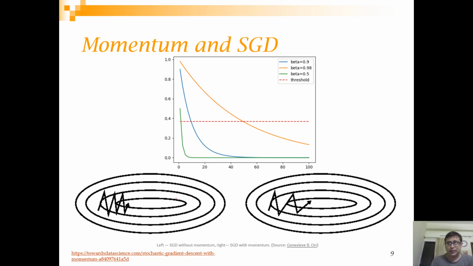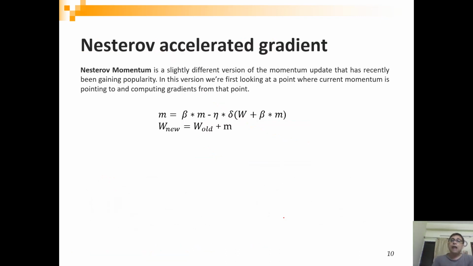As we were discussing, if you consider this as your stochastic gradient descent, which is this zigzag way of reaching the optima, and you apply momentum with it, this will become much smoother. Now there is yet another improvement on this momentum term, which is called Nesterov momentum.